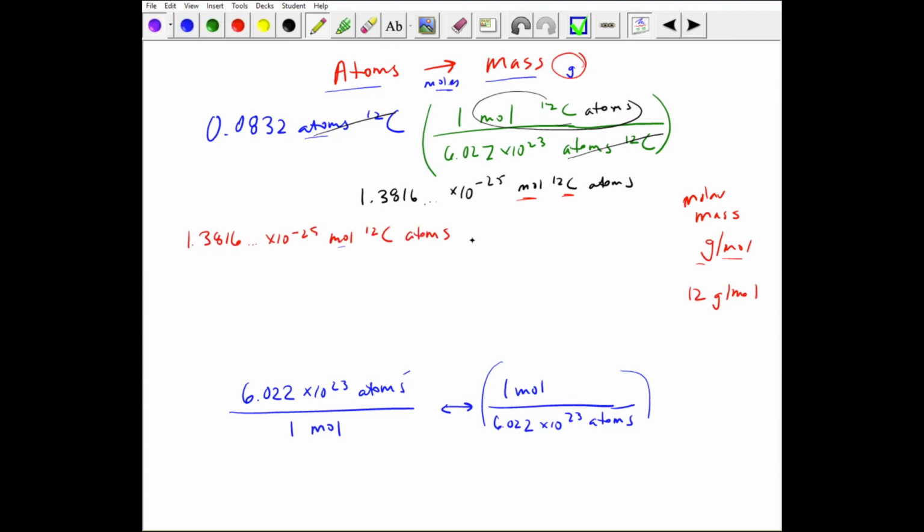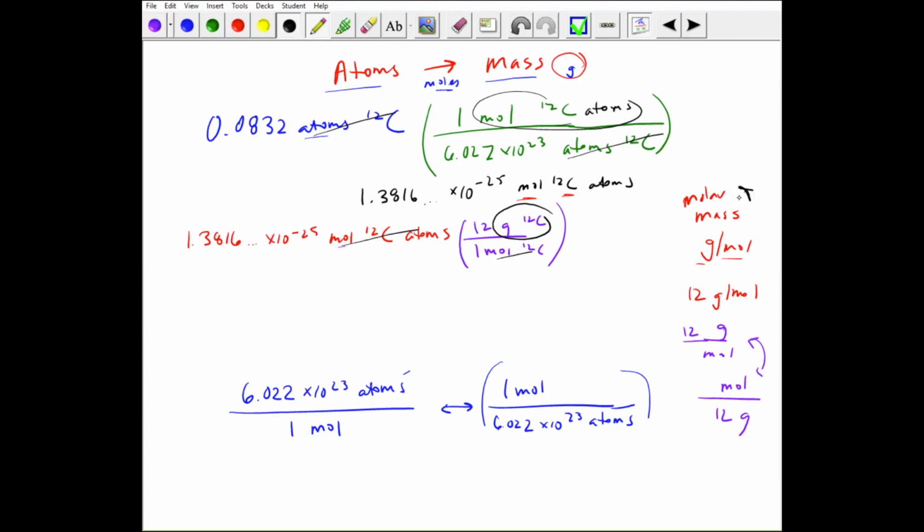So to go between moles and grams, do we put moles on top or do we put grams on top? So 12 grams per 1 mole or 1 mole per 12 grams, same thing. So then we say 12 grams per 1 mole. For the units, moles would cancel out, leaving just grams. So that's how we can go between atoms to grams or grams to atoms.